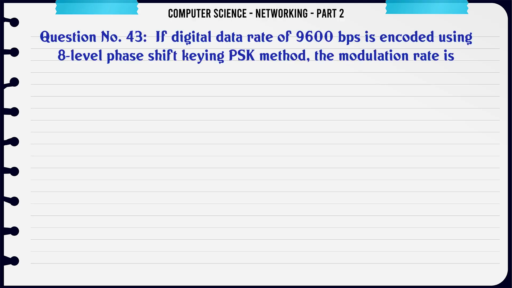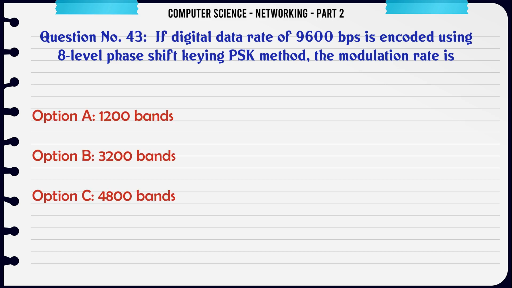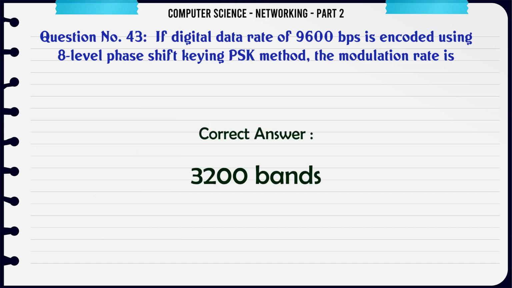If a digital data rate of 9600 bps is encoded using the 8-level phase shift keying PSK method, the modulation rate is A. 1200 bauds. B. 3200 bauds. C. 4800 bauds. D. 9600 bauds. The correct answer is 3200 bauds.